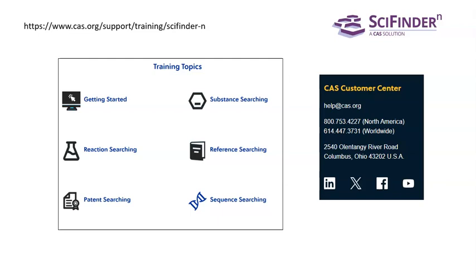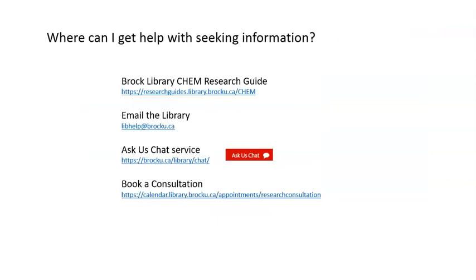You also have a 1-800 number, which actually works quite well. That's if your password doesn't work or you're having trouble accessing it. There's someone there most times through the day and the weekend that can help you with this as well. Lots of help with that. Where else can you get help with seeking information? Well, that chemistry guide has all the links you need.